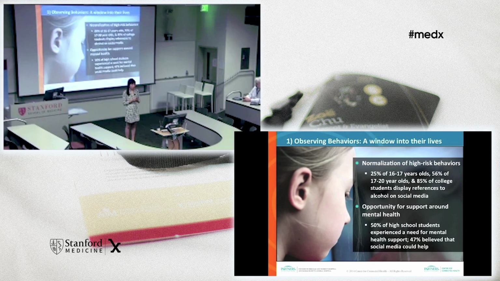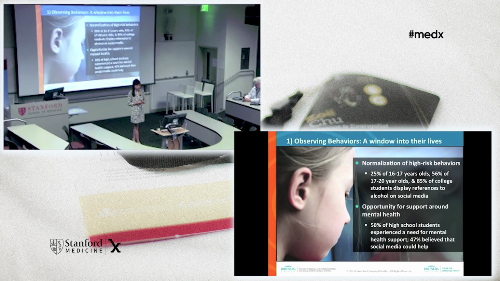So I'll be going through, and giving you a summary of them. So in terms of observing health behaviors, social media platforms and how adolescents use them offer a window into their lives. This population is under a lot of influence from their peers, and so normalization of health risk behaviors was something very common that we saw. So the example is with alcohol references on social media and social networking sites.